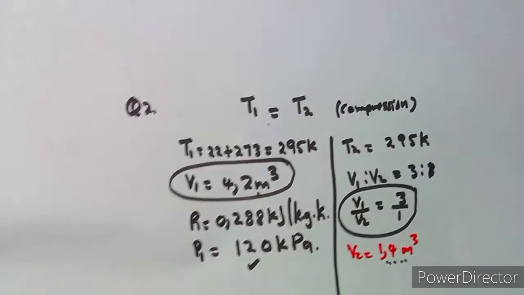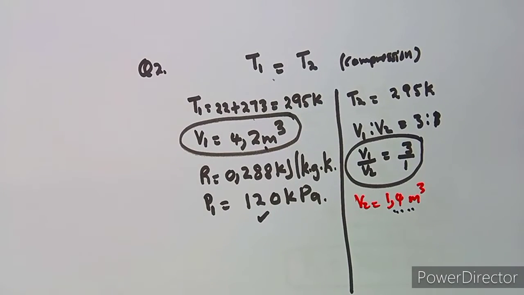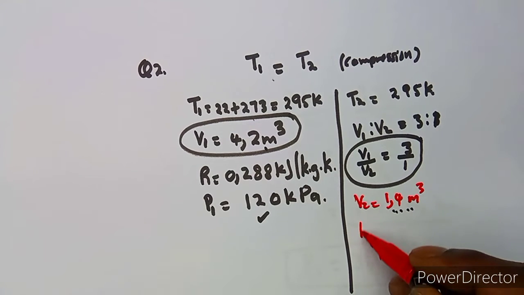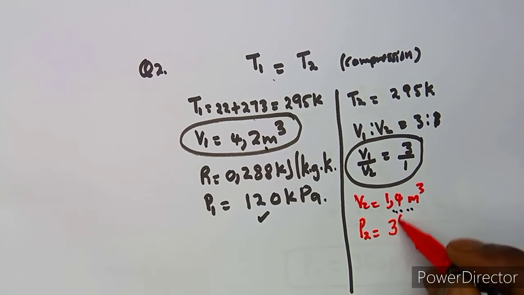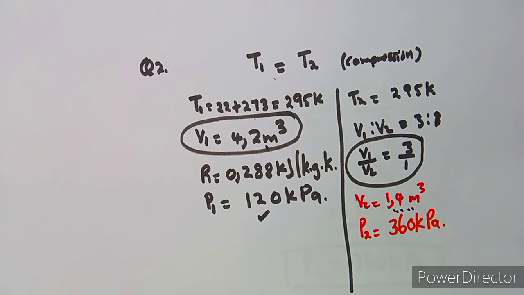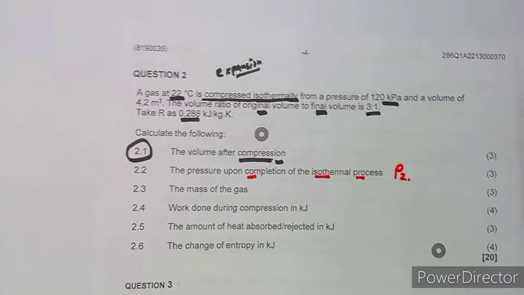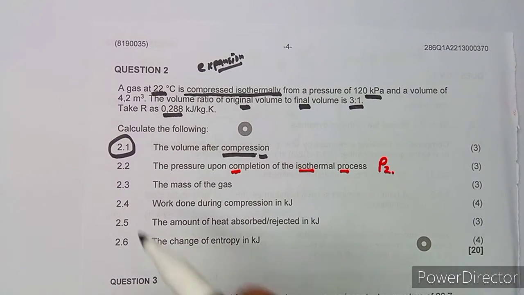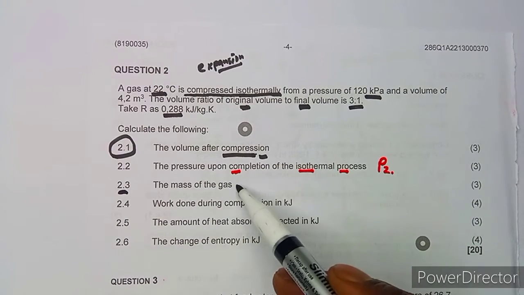So that's our P2. We do not know if we might need to use this, so let's just write it aside also. P2, we obtain 360 kilopascal. You might need to use those later on. We do not know. Okay, anyways, let's see another part, which is on 2.3 this time. Okay, the mass of the gas.